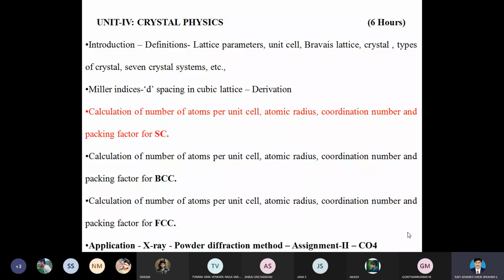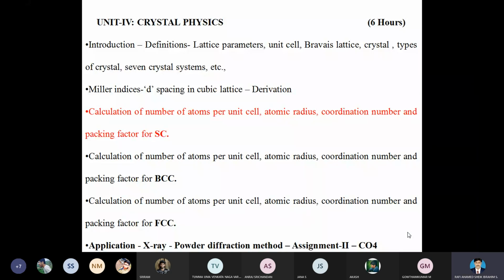Here you can see the content topics which we are going to see in crystal physics. First, basically the introduction. Second, we have a small derivation called Miller indices, d spacing in cubic lattice. This d spacing in cubic lattice is nothing but the distance between two atoms, the interplanar distance. We have to measure the distance between the two atoms, and for that we are using Miller indices.